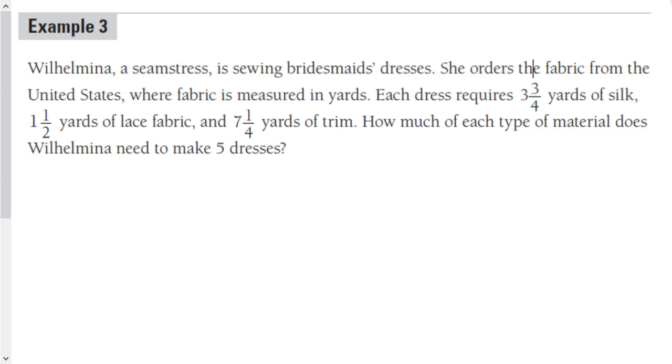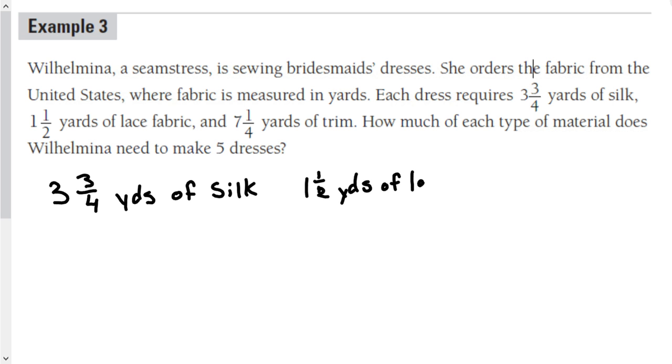So Wilhelma, a seamstress, is sewing bridesmaid dresses. She orders the fabric from the United States, where the fabric is measured in yards. Each dress requires 3 3/4 yards of silk, 1 1/2 yards of lace, and 7 1/4 yards of trim. And I need to make 5 dresses.